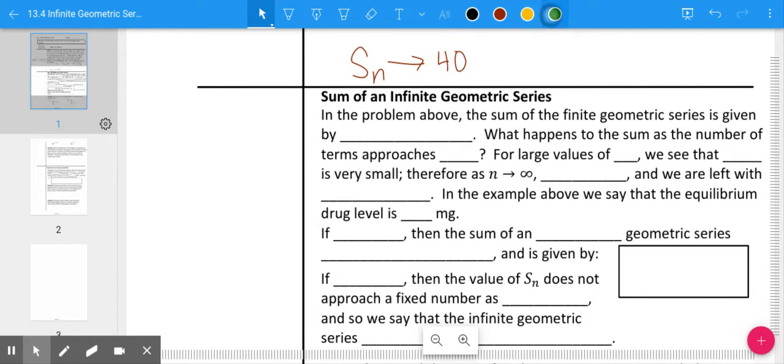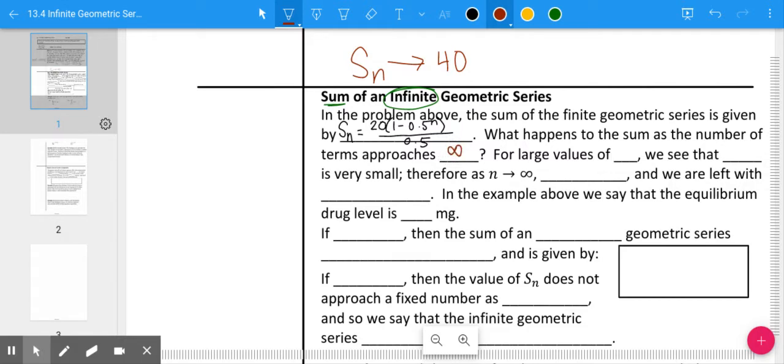And this can happen with geometric series sometimes. So today, our focus is on the sum of an infinite geometric series. Sometimes we can let it go on infinitely, but we can still find a finite sum. In the problem above, the sum of the series is given by the formula that we used. S sub n equals 20 times 1 minus 0.5 to the n, all over 1 minus 0.5, which I'm just going to simplify to 0.5. So the question is, what happens to the sum as the number of terms approaches infinity?